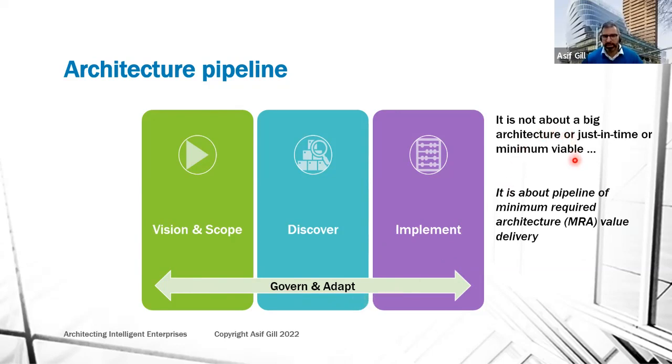So it's not about a big architecture or just in time or minimal viable architecture. When we look at this cycle of the architecture pipeline, it is about the pipeline of a minimum required architecture for value delivery. So that's what we really need to focus on. What is the minimum required architecture which we need to answer our concerns or to make a required decision at a given point in time? There's no point in boiling the ocean. We need the information to clear our unknown items when we're making a decision.